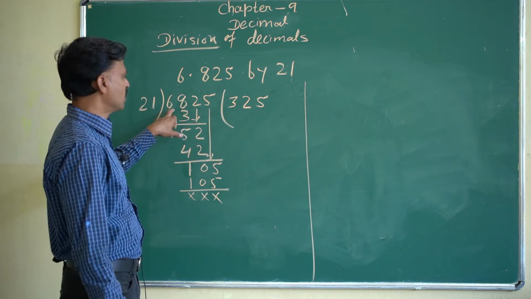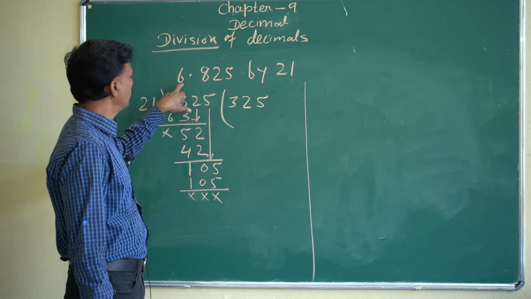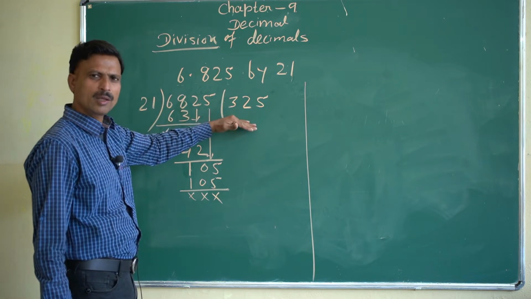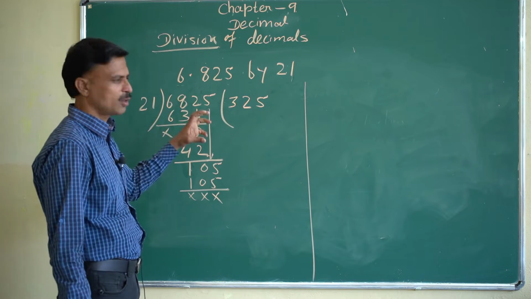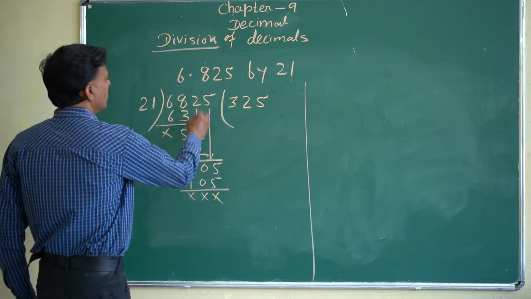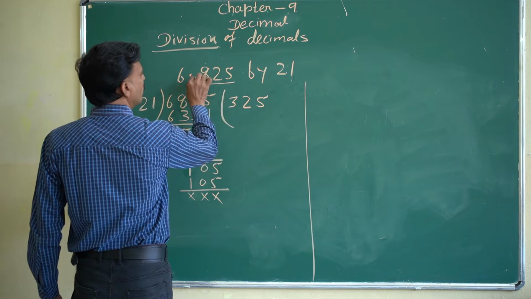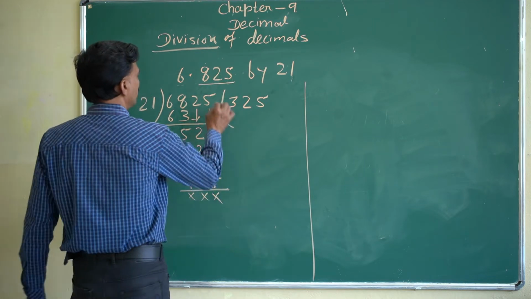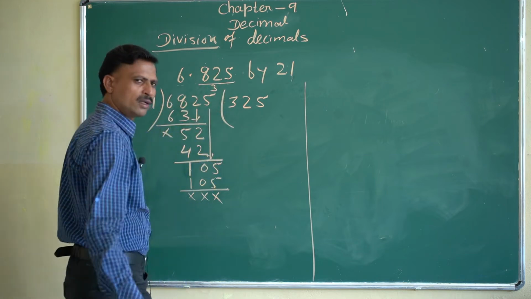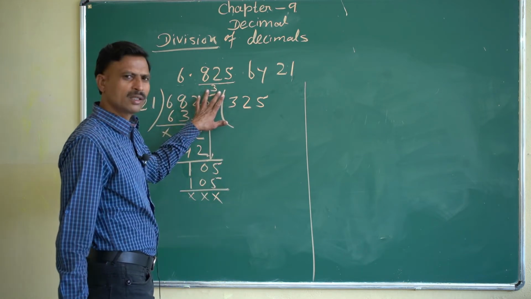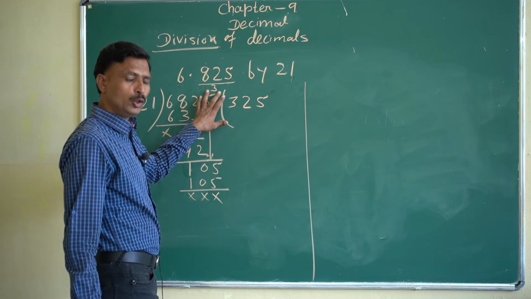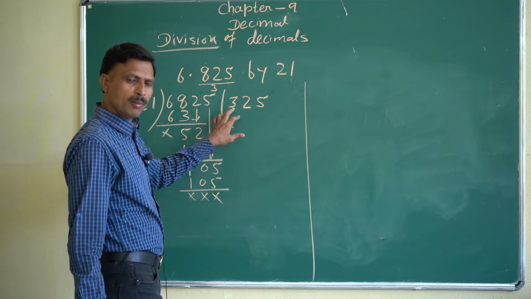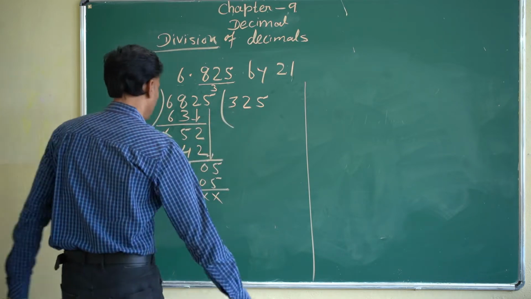But it was not 6825. The question was 6.825. So where will the decimal come in the answer? You count how many digits are after the decimal here. That is 3 digits after the decimal. So since there are 3 digits after the decimal, in the answer also there must be 3 digits after the decimal, and that is 325, meaning the answer will be 0.325.